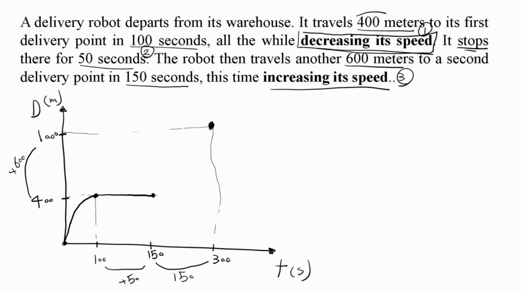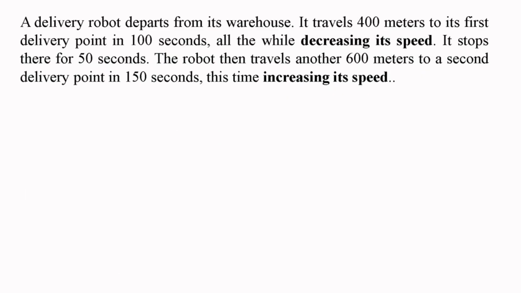Okay, how am I supposed to connect these 2 points? In this part, the speed is increasing. So first of all, it must be a curve because the speed is changing. And second of all, the concave must be up because the speed is increasing. And that would be the distance time graph. Really easy.